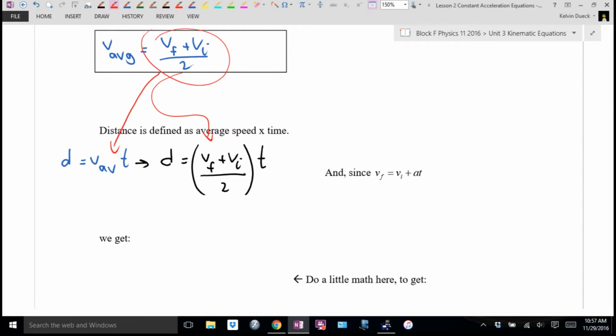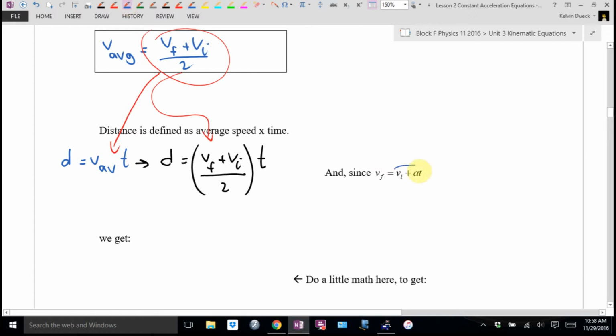And Mina, can you read this to me, please? The thing that I just underlined. VF equals VI plus AT. You're right. Say it again. VF equals VI plus AT. What does VF equal? VI plus AT. Yep. So when I see a VF, what can I replace it with? VI plus AT. You okay with that?